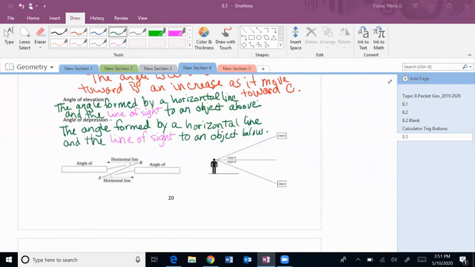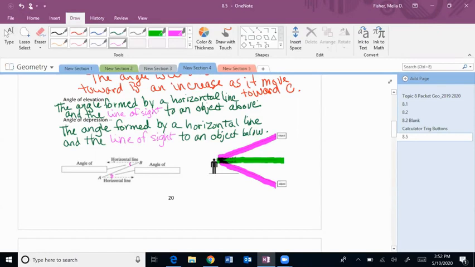What does that mean? Well, if we imagine that this horizontal line right here is coming from our eye level, then we would be looking upward for an angle of elevation or down for an angle of depression. So we're talking about this little angle in here and this little angle in here.